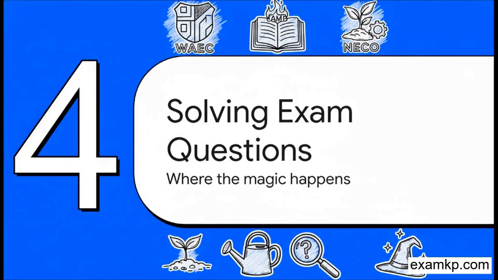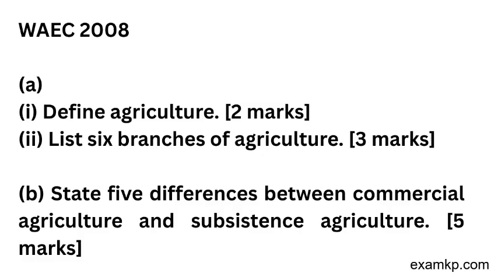Let's kick things off with this theory question from WAEC 2008. Part A asks you to define agriculture and list 6 branches. Part B wants 5 differences between commercial and subsistence agriculture. Now, pay attention to the marks. 2 for the definition, 3 for the branches, and a whole 5 marks for the differences. That tells you where the real points are.